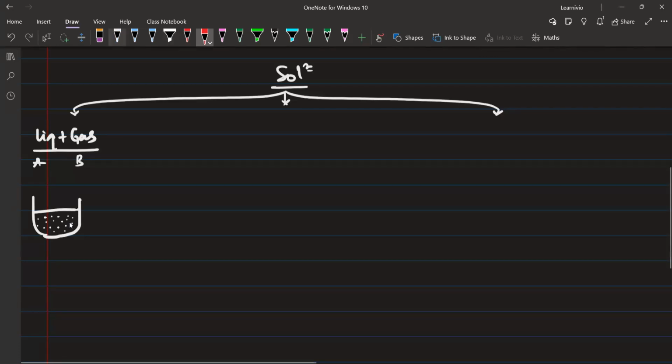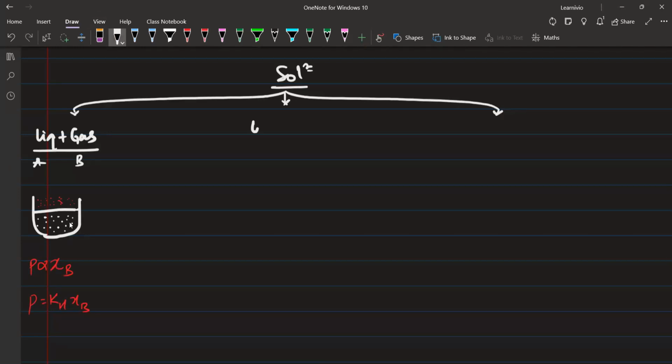Gas will be escaping more easily, and that is why you will have more gas particles above the solution. The escaping tendency of gas will be infinitely more than that of liquid. Liquid molecules are held together by intermolecular forces of attraction, but gas molecules do not have that. So you will have more gas particles here. So we can say that pressure will be directly proportional to the amount of solute you have added. That is why we have Henry's K into P.